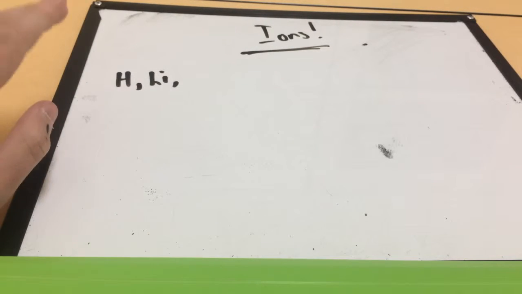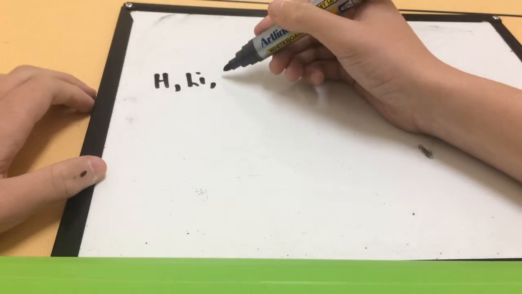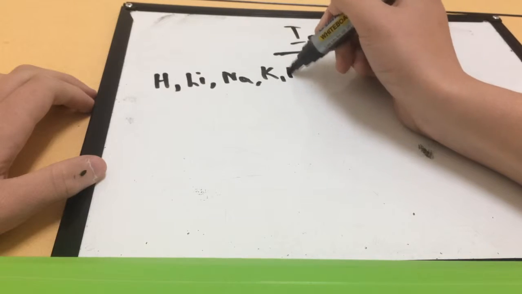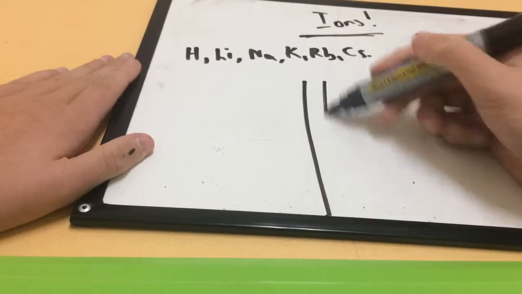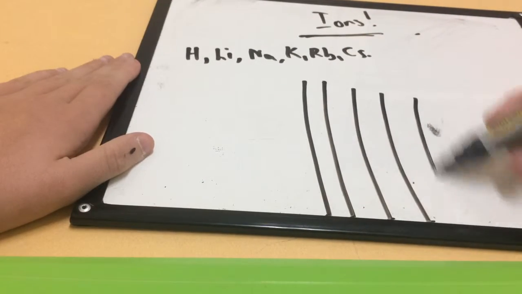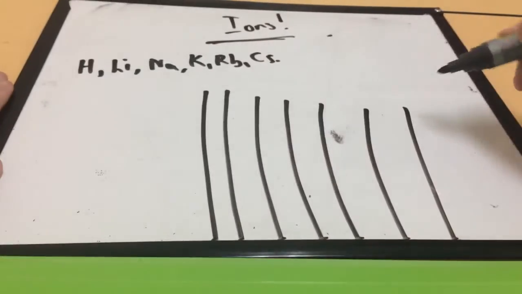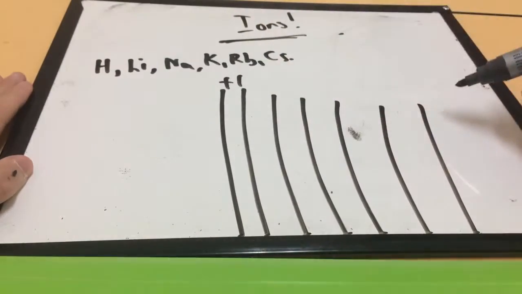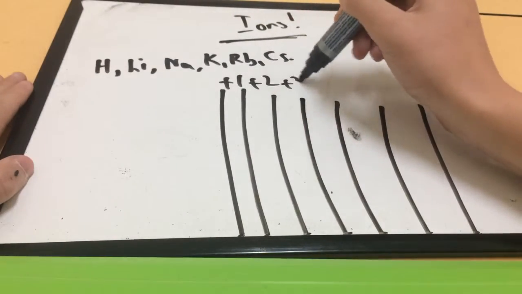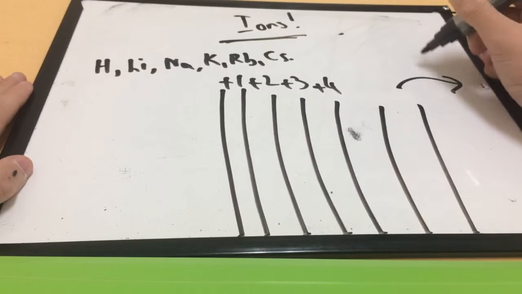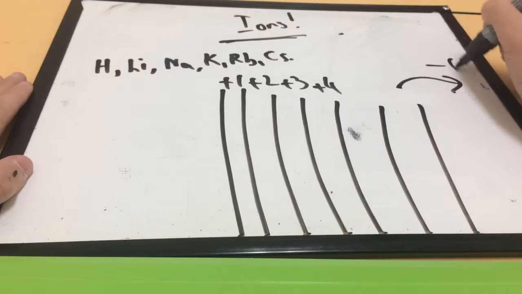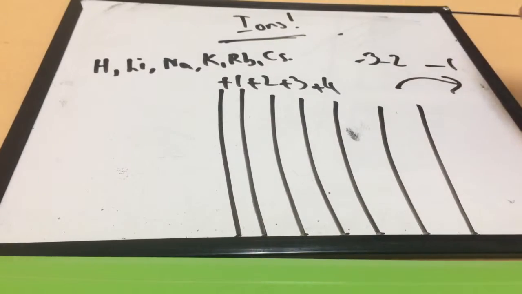You need to remember these. These are absolutely crucial if you're going to do chemistry. You know how in the periodic table there's columns? On this side it's +1, +2, +3, +4. Then all the way over to the right side, it becomes -1, -2, -3.